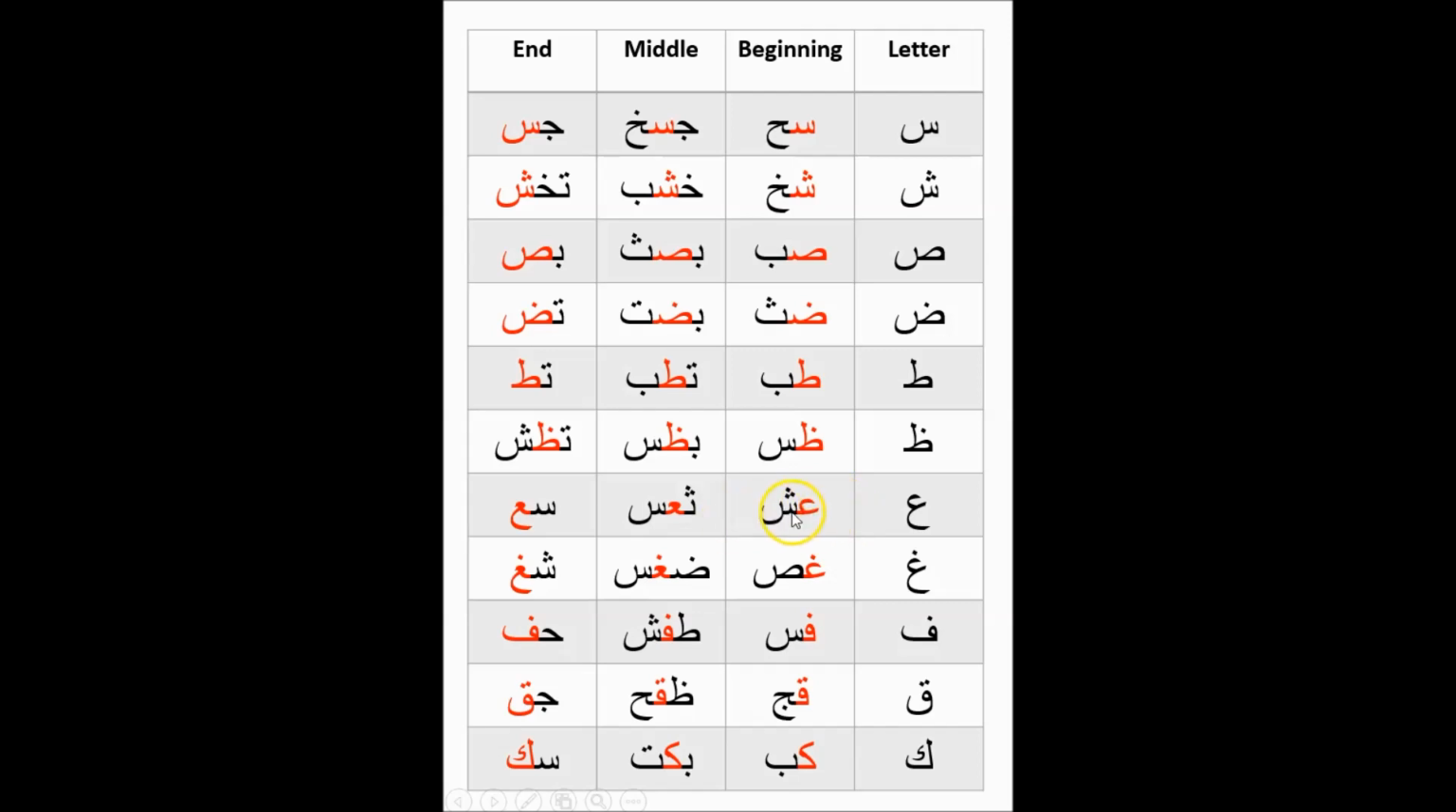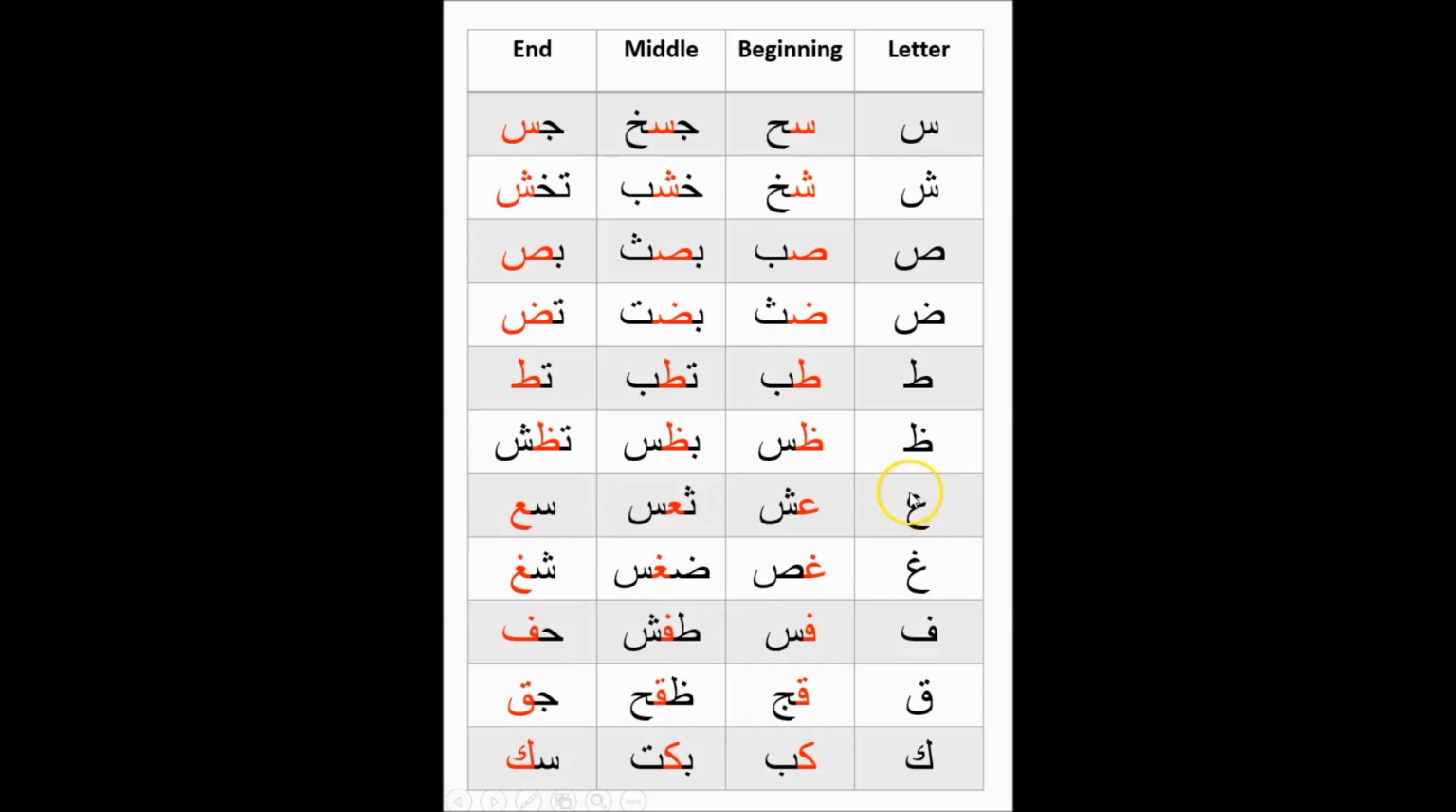Ayn looks like this in the beginning. So Ayn and Ghayn are slightly different. Ayn looks like its top part here, with the Sheen, when we're in the beginning. However, when it occurs in the middle or the end, then it changes its form completely. It takes this form here. Now this is something that you need to learn. So you can see that in the middle and at the end, it takes a different form.